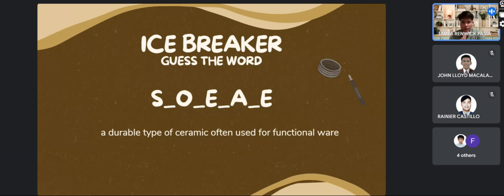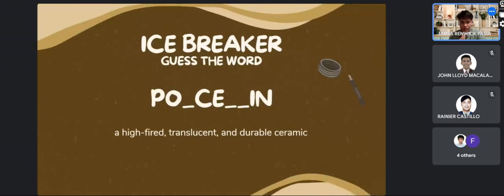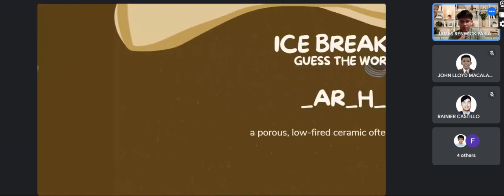Next word. This is a durable type of ceramic, often used for functional wear. This is called stoneware. Next word. This is a high-fired, translucent, and durable ceramic. Our word is porcelain.